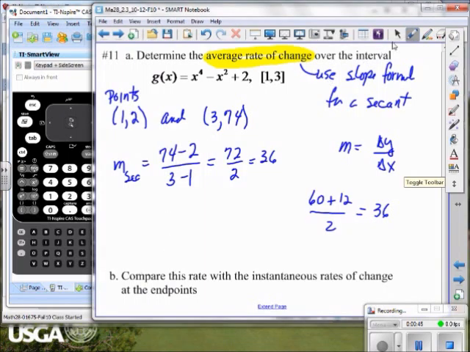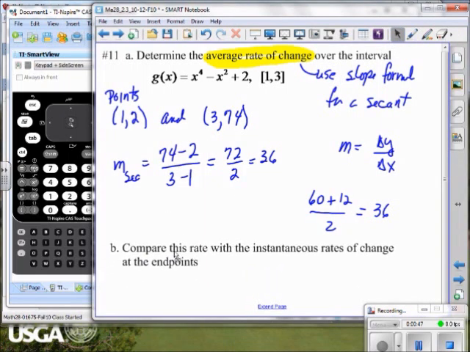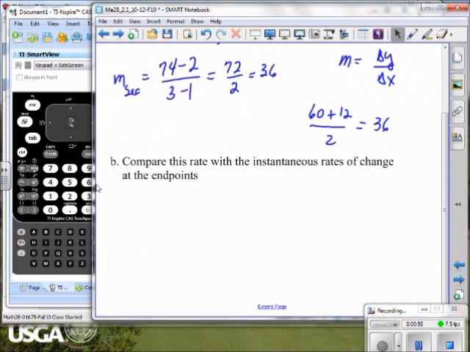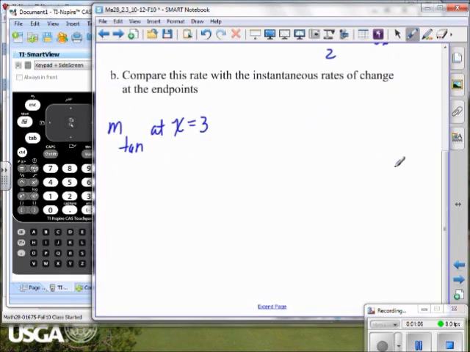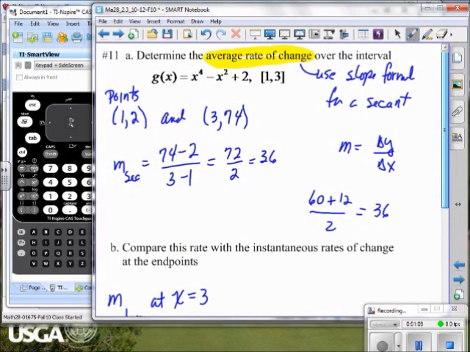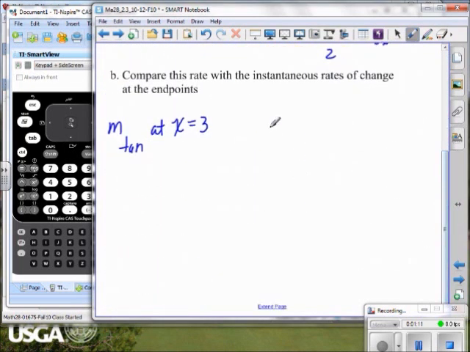Okay, now it says compare this to the instantaneous rate of change at the endpoints. Well, let's look at the instantaneous rate of change. So that's going to be the slope of the tangent at x equaling 3. If we look at this slope of the tangent there, the first thing we have to do is find a derivative. So let's see, we've got g of x equals x to the 4th minus x squared plus 2. So I need the derivative.